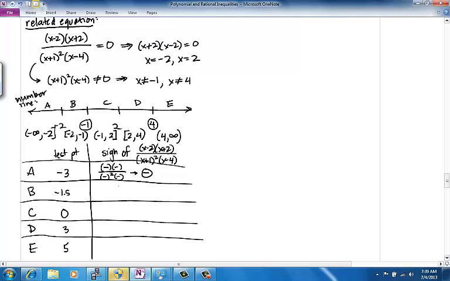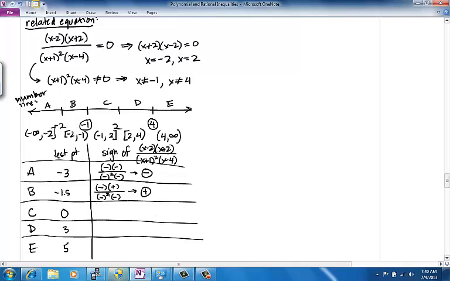If x is -1.5, x minus 2 is still negative, but now x plus 2 is positive. x plus 1 would be negative, but I'm squaring it. x minus 4 is negative. Again, the square factor is going to be positive. I have 2 other negative factors, so positive quotient.